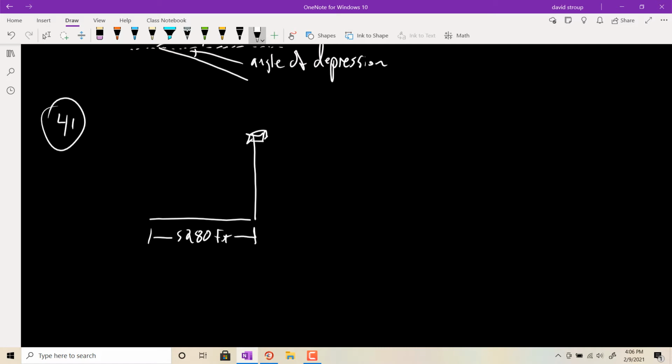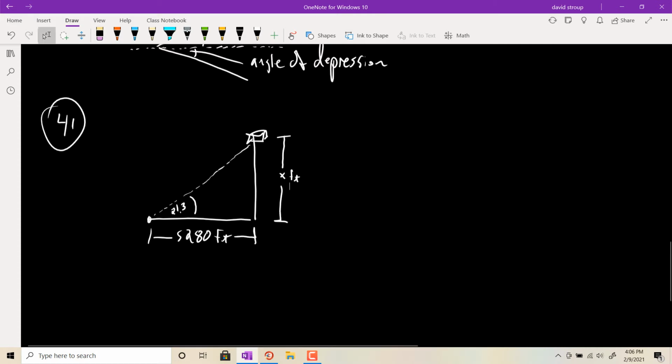So it says from the point on level ground, 5,280 feet from the base of the tower, so they're talking about this point here, the angle of elevation is 21.3 degrees. So if you created a triangle, that angle of elevation is this angle right here. Their question is to approximate the height of the tower to the nearest foot. So they want to know this height to the nearest foot.